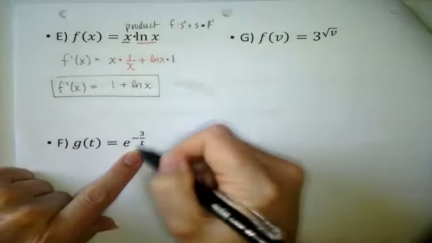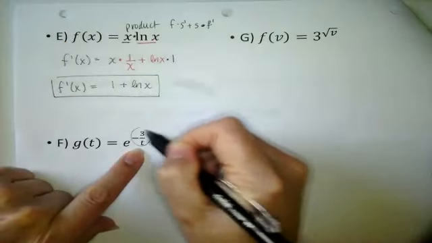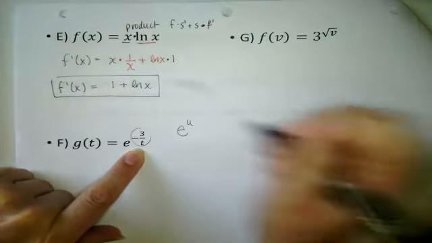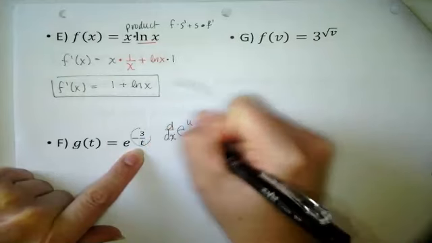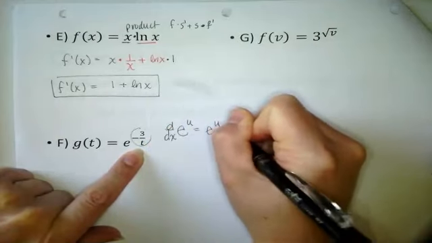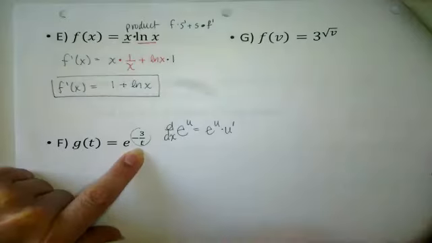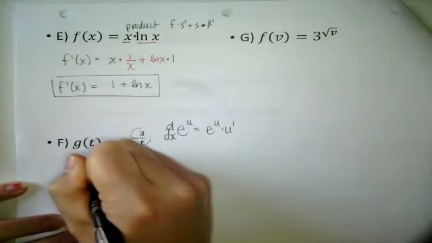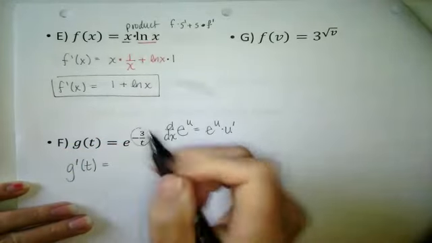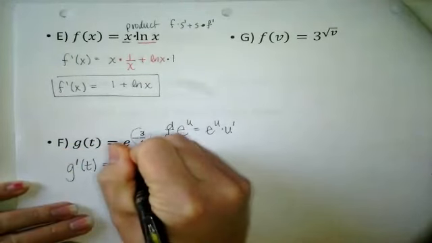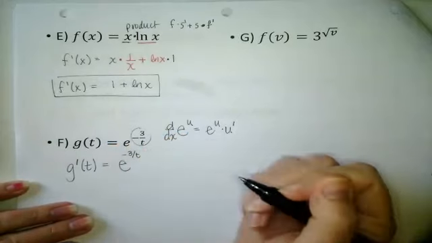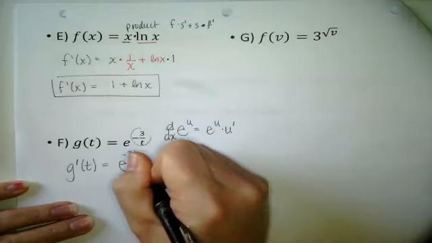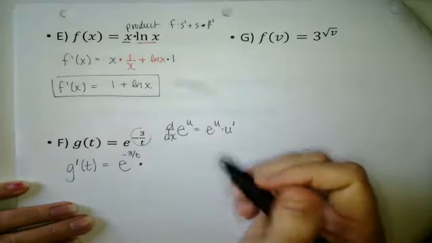All right, this looks kind of weird, but this is all in an exponent position. So this is e to the u, and the derivative of e to the u is e to the u du, or u prime. E to the u times u prime. All right, so we want to find the derivative. This is a chain rule. So e to the u is e to the negative 3 over t. And then we're going to, I should have rewritten this first.